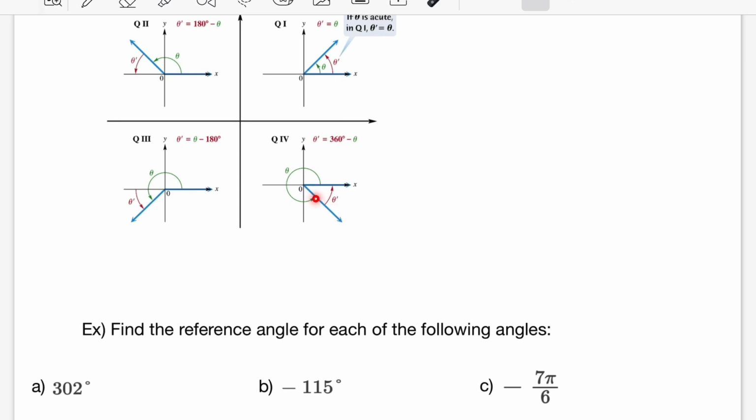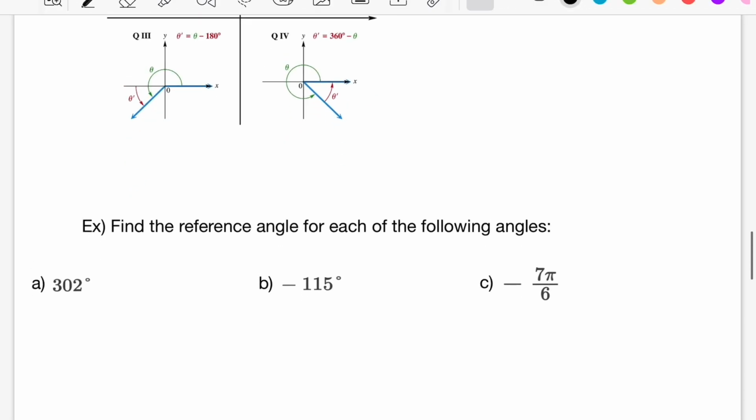So 302 degrees will be in the fourth quadrant. It'll be between 270 and 360 degrees. So in this case, our theta prime is going to be 360 degrees minus theta. And in this case, it's 302 degrees. So our reference angle is going to be 58 degrees.